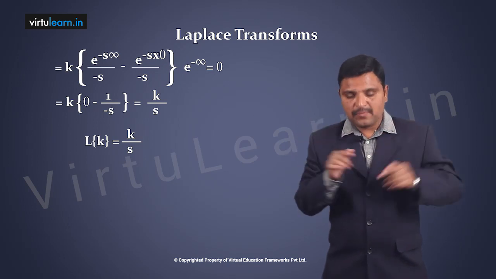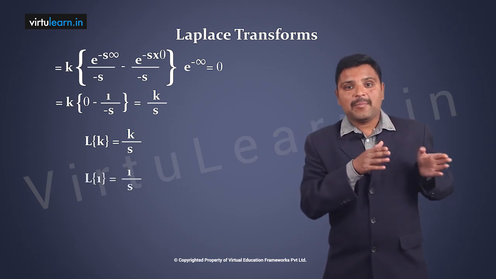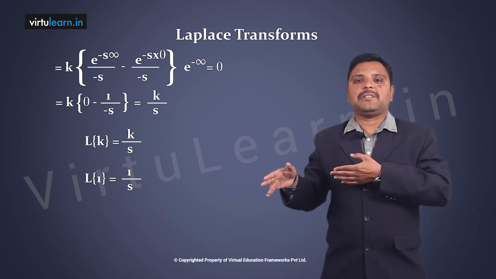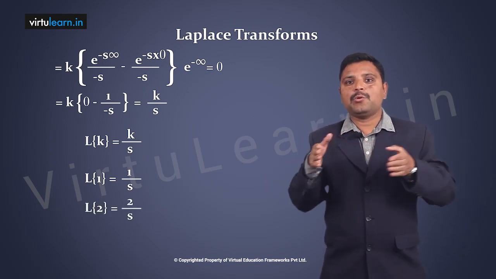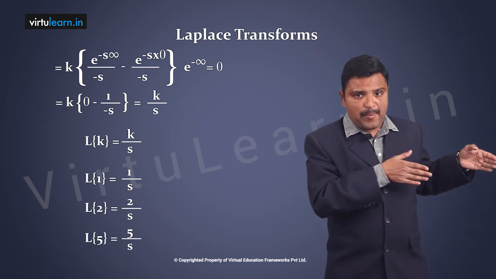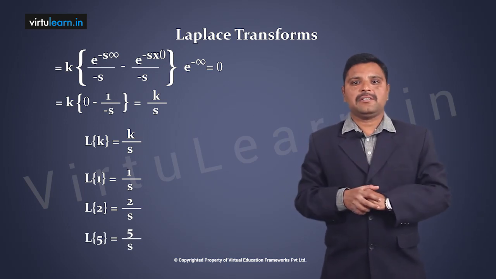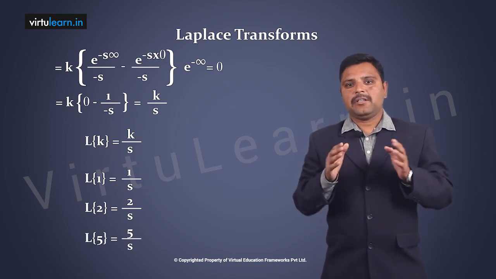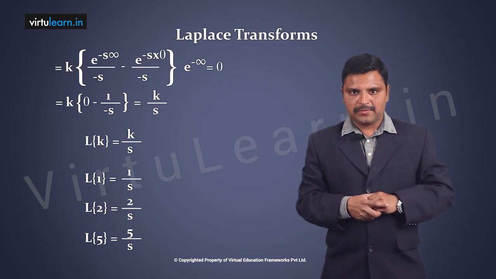From this formula, what should we understand? The Laplace transform of 1 equals 1 by s. The Laplace transform of 2 equals 2 by s. The Laplace transform of 5 equals 5 by s, like that. This is the Laplace transform of a constant function.